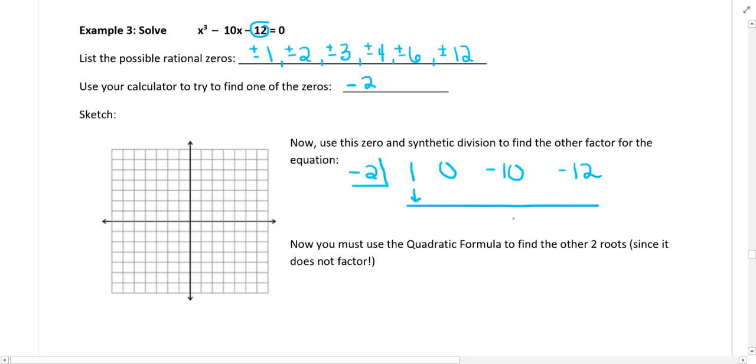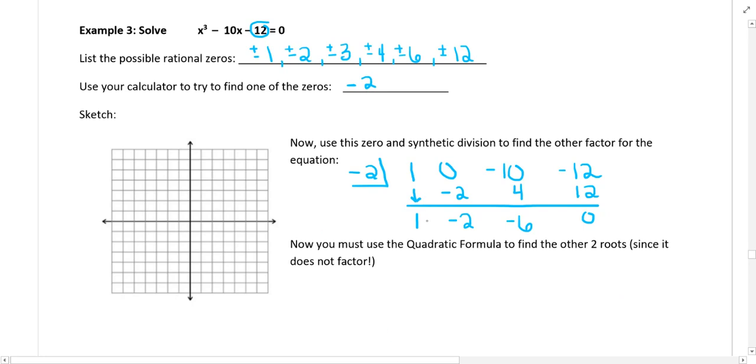Excuse me. I'm going to bring down the 1. I have 1 times negative 2. Then 0 minus 2, negative 2. Negative 2 times negative 2, positive 4. Negative 10 plus 4 is going to give us a negative 6. Negative 6 times negative 2, positive 12, 0.